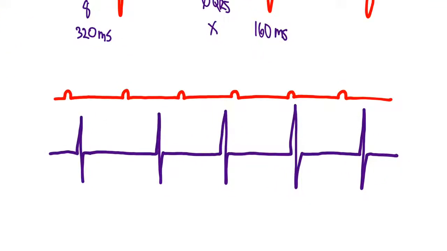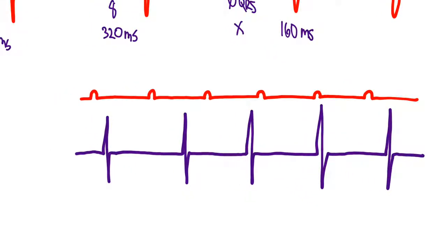Let's do that here. So this first one shows the P waves. And let's say that that's going at, let's say 70 beats per minute. Right? And then what happened is the AV node is not letting anything through. Okay? So nothing is getting through.